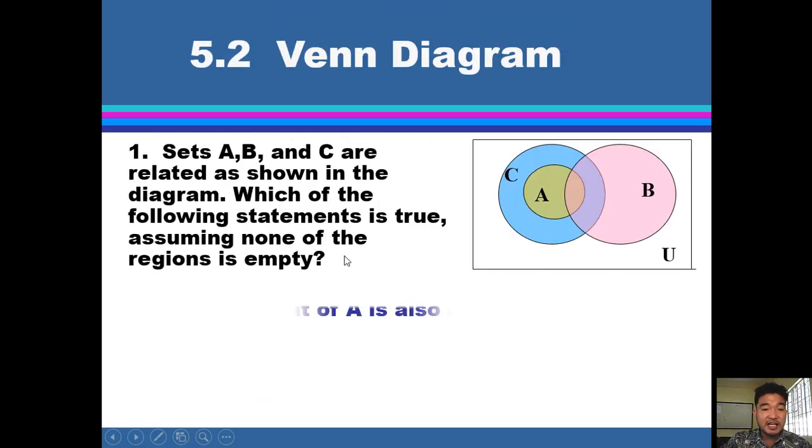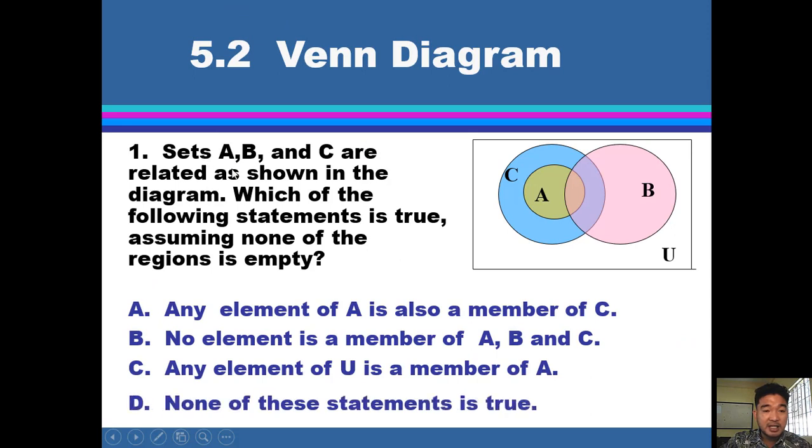Pwede rin naman ang Venn diagram. Sets A, B, and C are related as shown in the diagram. Which of the following statements is true, assuming that none of the regions is empty? Yeah. So we have three circles here, A, B, and C. And they do have intersections. And they are in a rectangle. And that rectangle is the universal set.